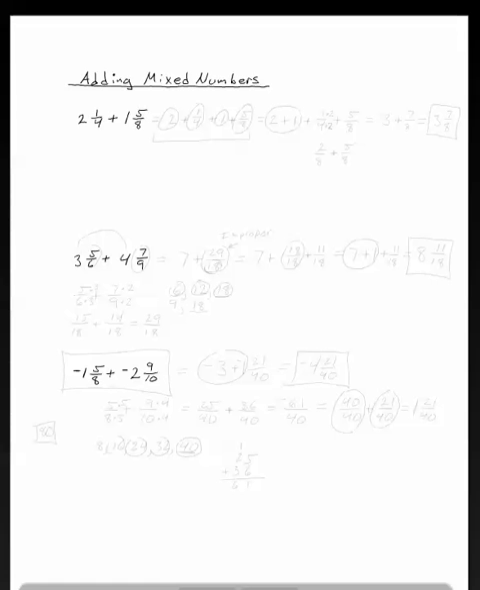Adding mixed numbers. So remember that a mixed number is a whole number portion plus a fractional portion. So when we see 2 1/4 plus 1 5/8, we can think of the 2 1/4 as 2 plus 1/4, plus the 1 5/8 we can think of as a 1 plus 5/8.